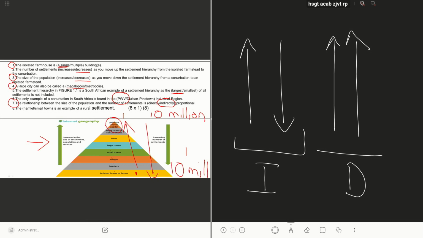And then the last question, the smallest example of a rural settlement in these 2 options is a hamlet.